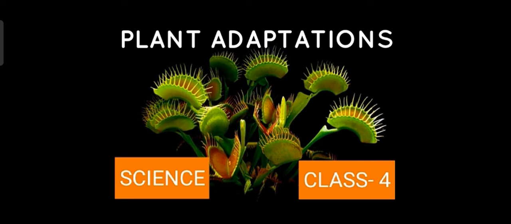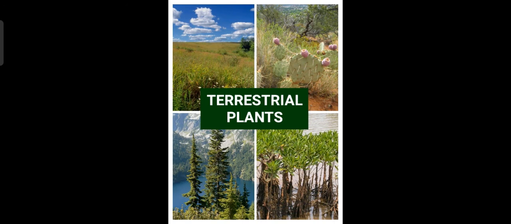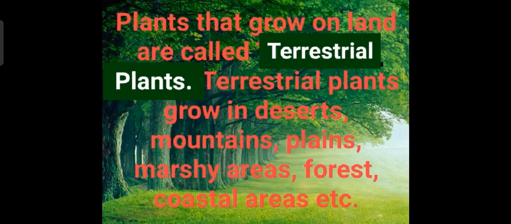In the previous class we were discussing plant adaptation and different kinds of aquatic plants. In this class we will discuss terrestrial plants. So what are terrestrial plants? Plants that grow on land are called terrestrial plants. Terrestrial plants grow in deserts, mountains, plains, marshy areas, forests, coastal areas, etc.